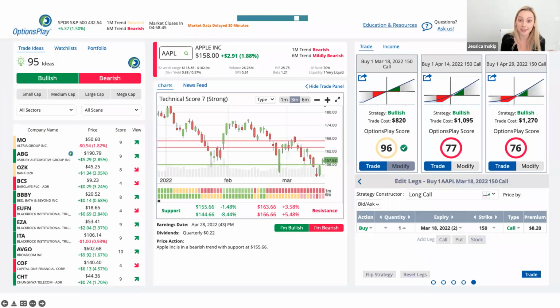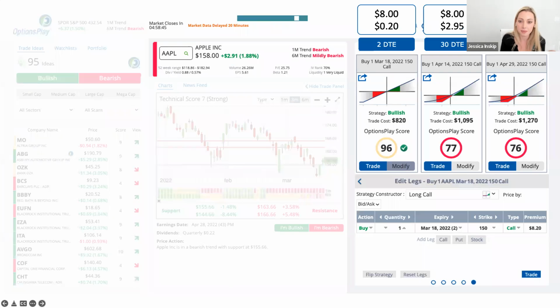And let's prove that again with the OptionsPlay platform. So I did the same thing here. This time I have 2 days till expiration because, again, I took the screenshot yesterday, so it didn't give you a 0 DTE, but nonetheless still proves the point with the same 150 Apple call with 2 days, 30 days, and 45 days. All of them have the same intrinsic value, have the right to buy at 150, can sell at 158.